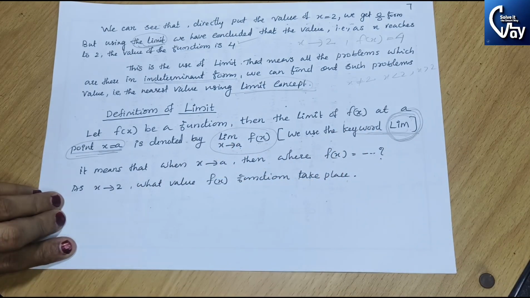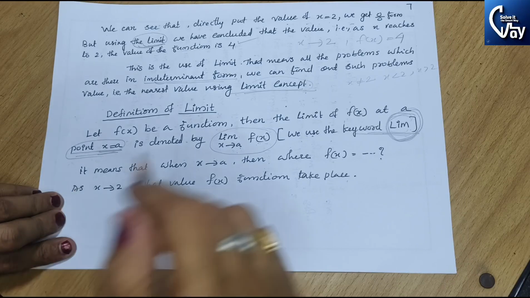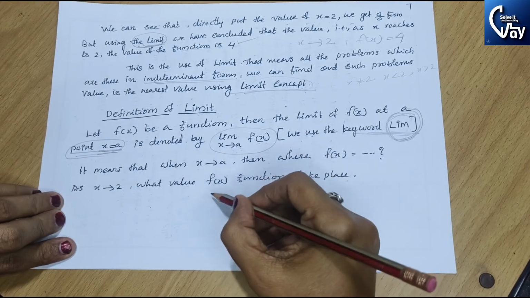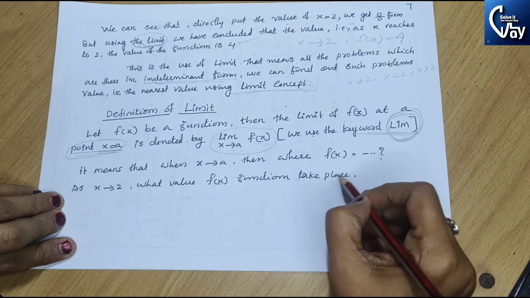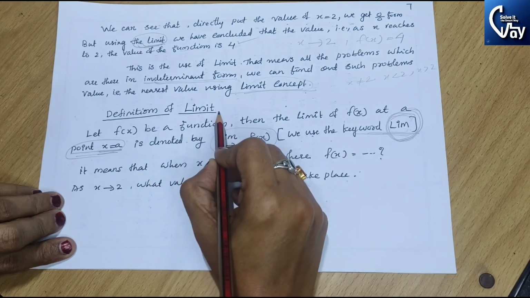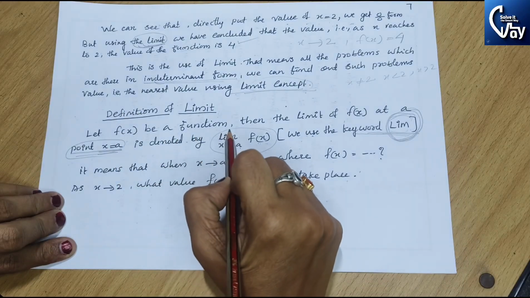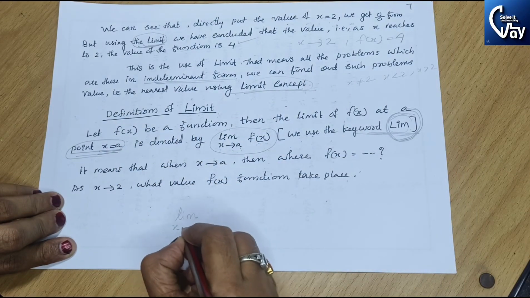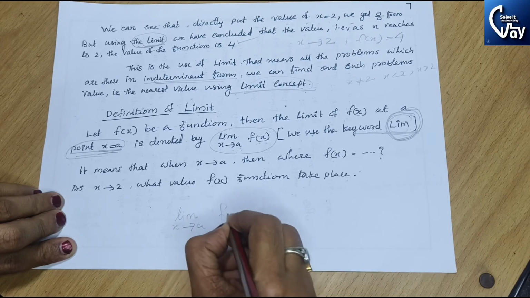It means that when x approaches a, what value does f of x take as x approaches a? That is the definition of limit. Let f of x be a function, then the limit of f of x at x equal to a means limit x tends to a f of x.